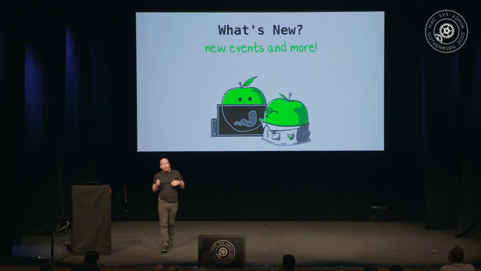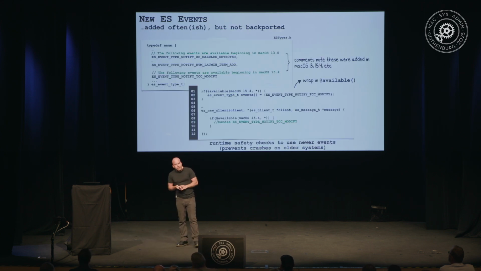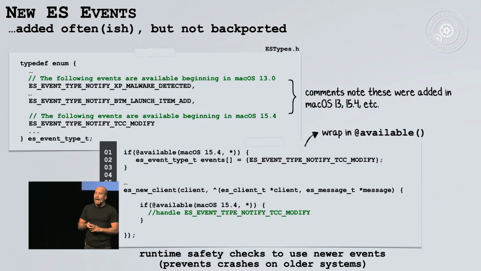All right, I want to kind of start wrapping this up by talking about what's new, because Apple is always improving endpoint security. The most common thing they add is new events, and you can figure out what new events are being added by looking at the header file that has the long list of events. What Apple does is they will add them at the end and nicely comment telling you what versions of macOS are supported. So this is actually a screenshot from the header file. We can see in macOS 13, they added some new XProtect events. Super awesome. You can now programmatically subscribe to when XProtect detects malware on the system.